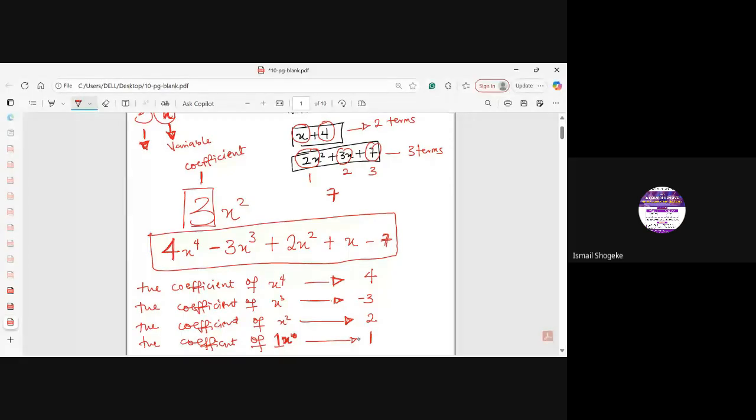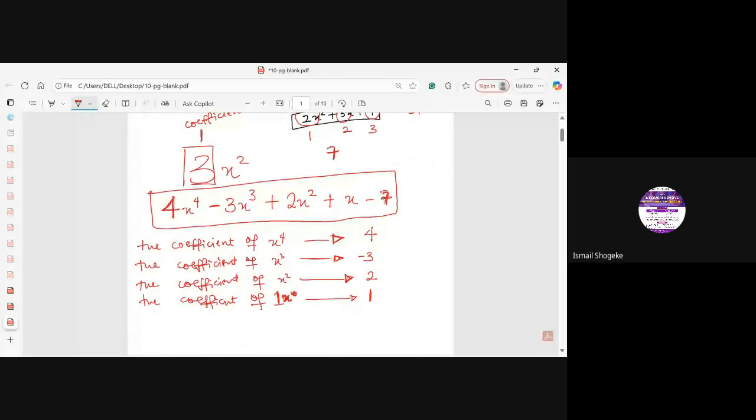Now, this term here without x is called the constant term. The constant term is the term without that variable of interest. So the constant term here is -7.